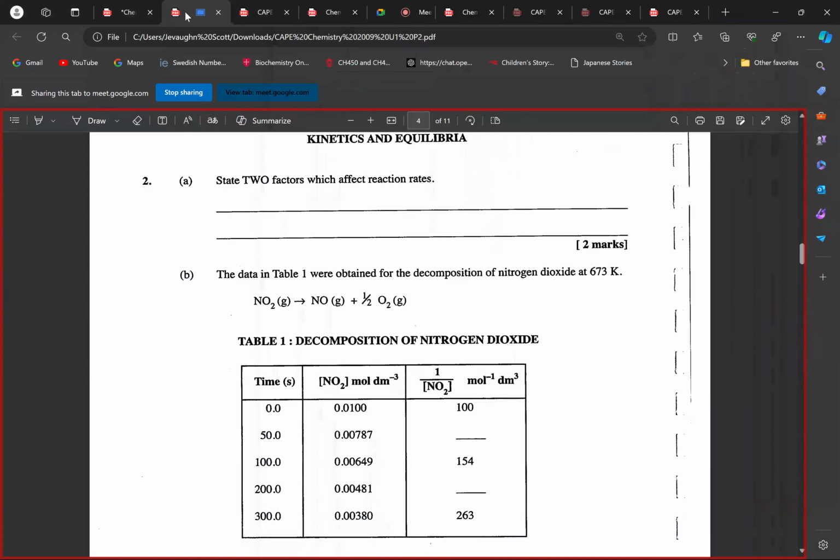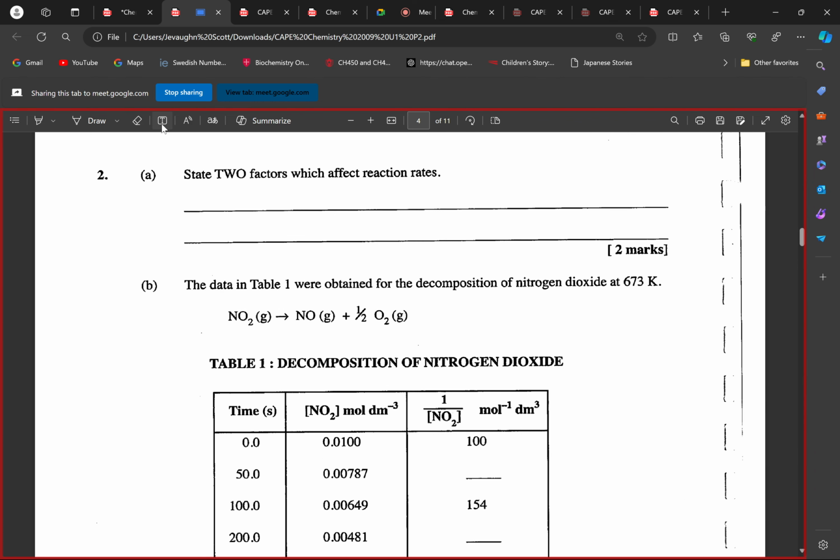So this would be the 2009 paper, right? 2009 kinetics and equilibrium, rates of reaction. So let's have a go at this. State two factors which affect the rates of reaction. Let's go quickly.